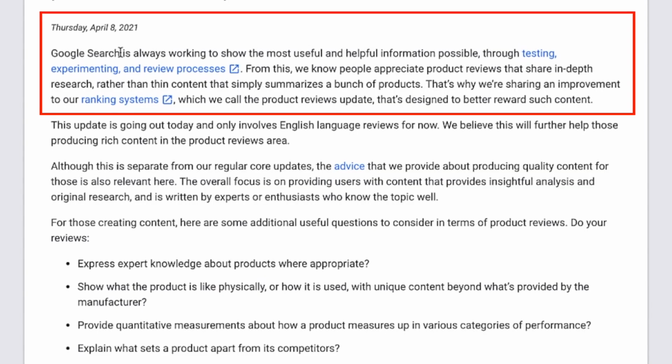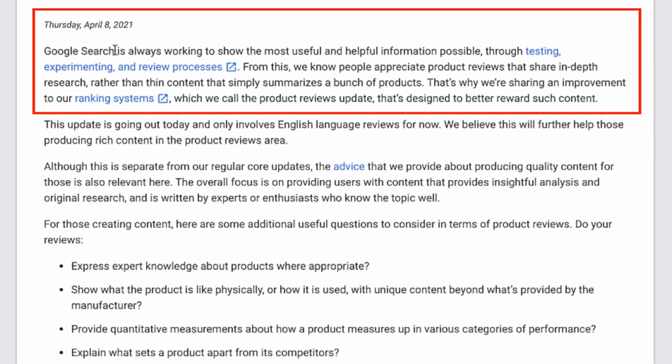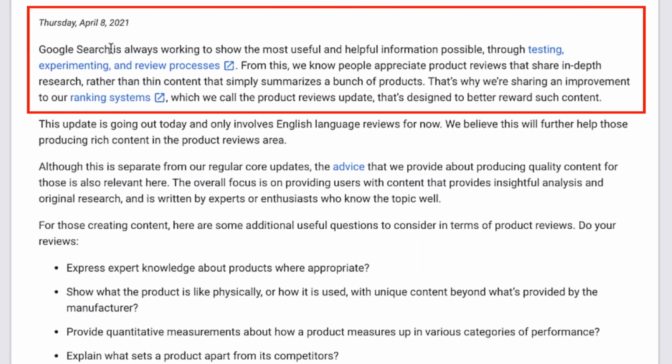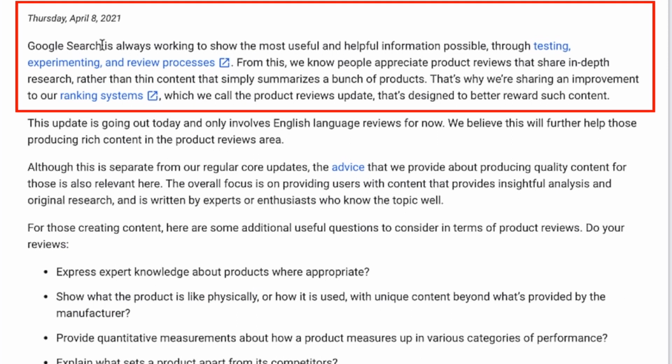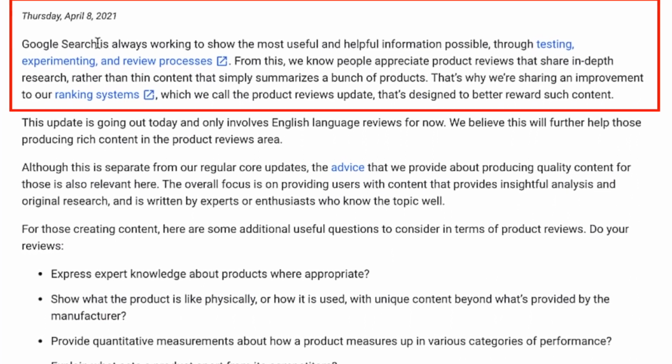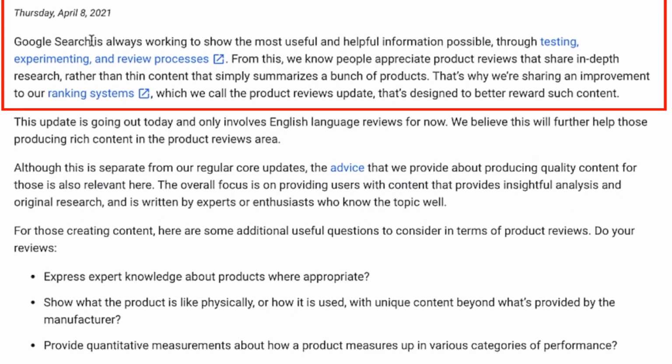Google Search is now on its way to show the most useful and helpful information possible. From this, we know people appreciate product reviews that share in-depth research rather than thin content that simply summarizes a bunch of products. That's why we're sharing an improvement to our ranking systems, which we call the product reviews update, that's designed to better reward such content.